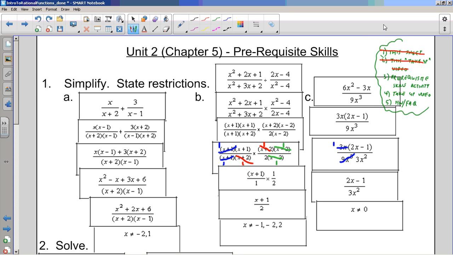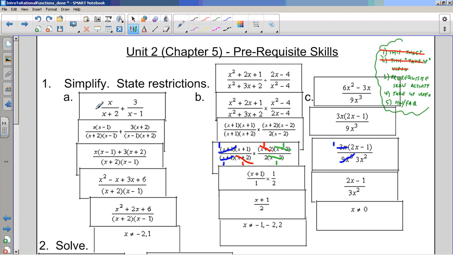All right, welcome to part 2 of the prerequisite skills lesson. In class, you were responsible sort of for reassembling some notes here, and this is the take-up video.